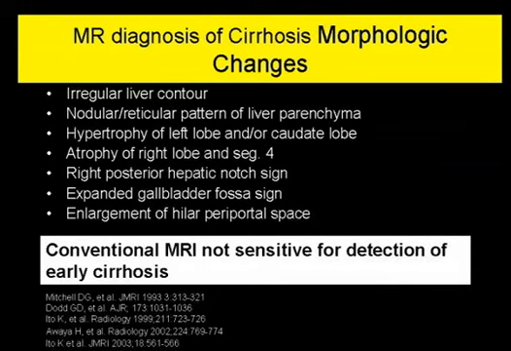You can have also some morphologic changes, including atrophy of the medial left lobe. You can have also atrophy of the right lobe, hypertrophy of the left lobe, and this is extremely variable. The Dunn-Mitchell group have also described these signs in different papers, including the expanded gallbladder fossa sign and the right posterior hepatic notch sign. But remember that all these signs are usually present in moderate to advanced cirrhosis, and they're not sensitive. Conventional MRI, including T1, T2, and gadolinium, is not sensitive enough to detect early cirrhosis.